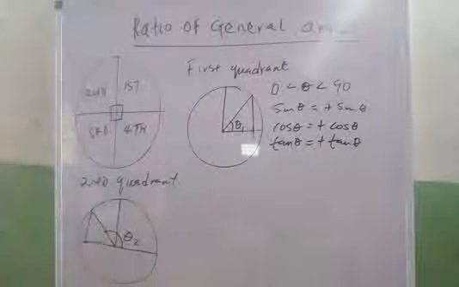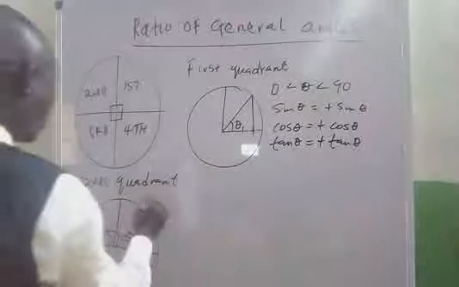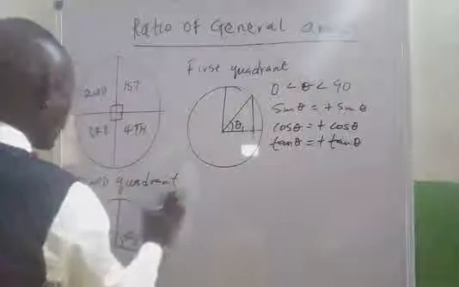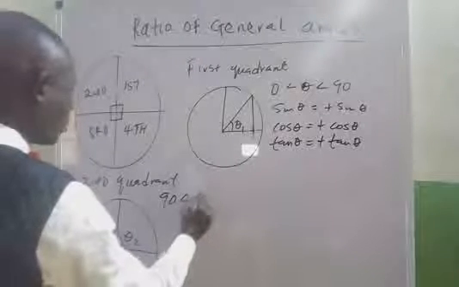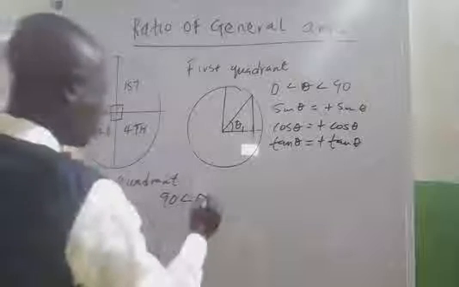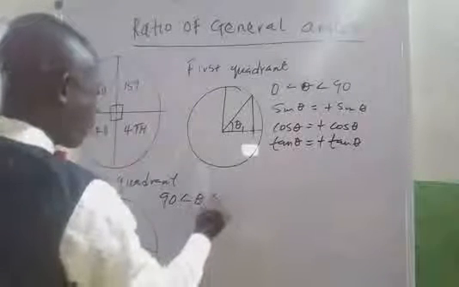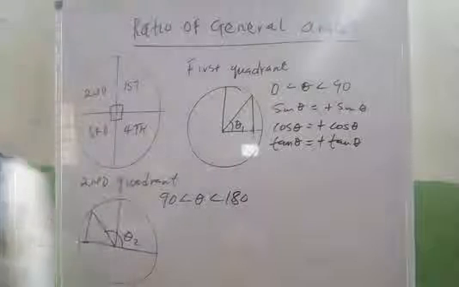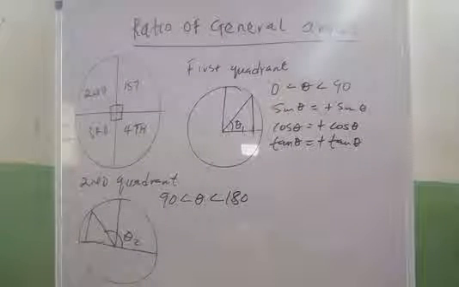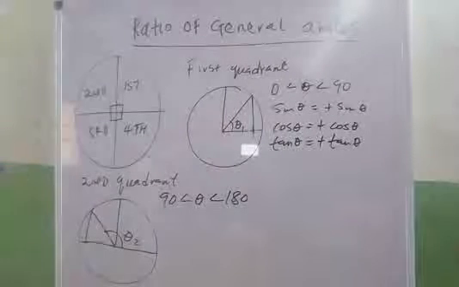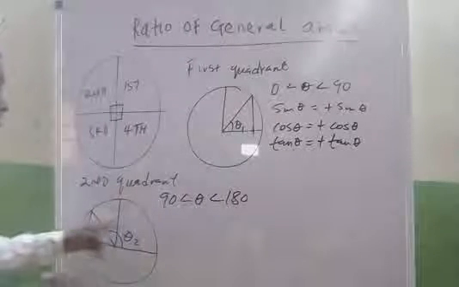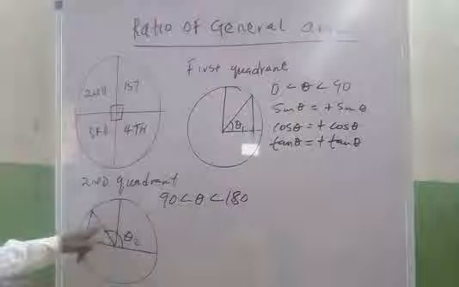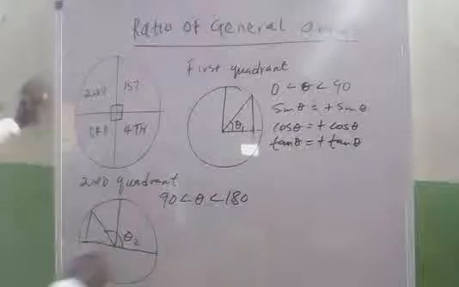Theta 2. So you have this angle: 90 is less than theta, then theta is less than 180. So the angle lies between 90 degrees and 180 degrees. So here we have only sine. Any angle that is here, only sine is positive. So you have sine theta.